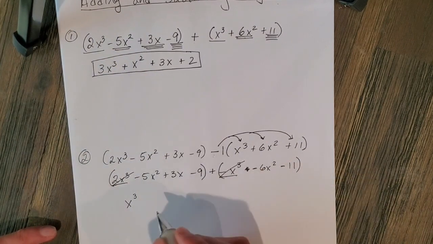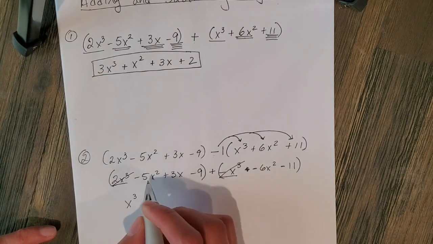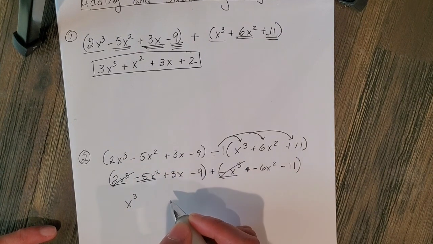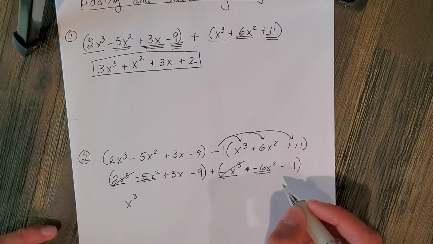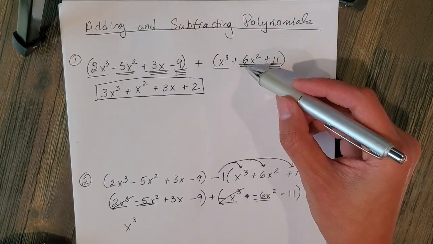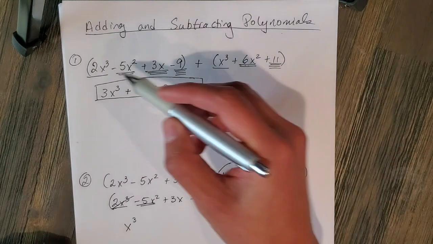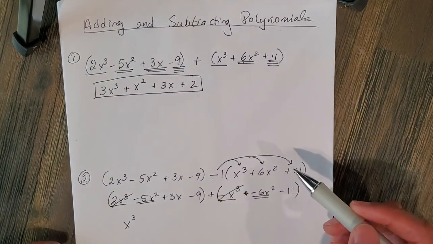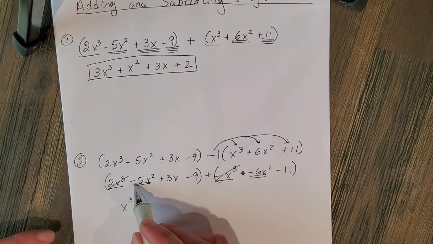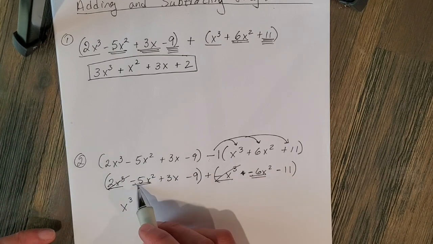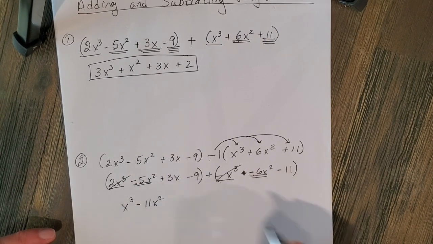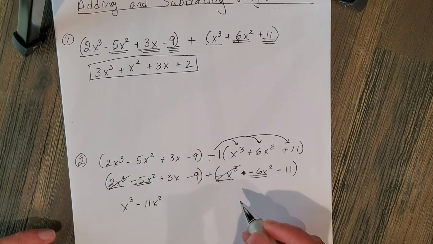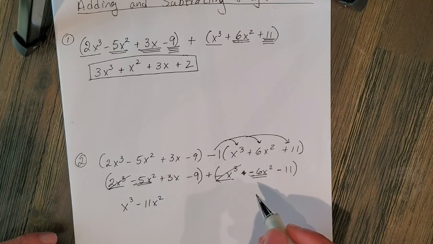Okay? Next, I have the x squares. And so I have negative 5x squared, and then I have negative 6x squared. Notice in the problem above, I had a positive 6x squared and a negative 5x squared, so we subtracted. In this case, we have two negatives, a negative 5 and a negative 6. That means we're going to have a total of negative 11x squared. So we add those two negatives because they are the same sign.